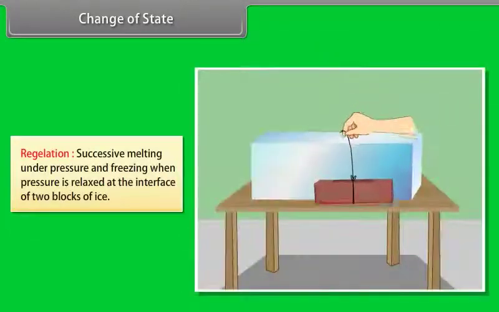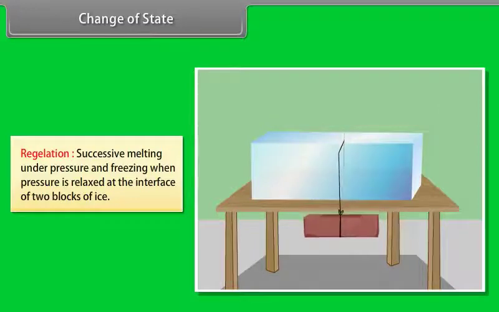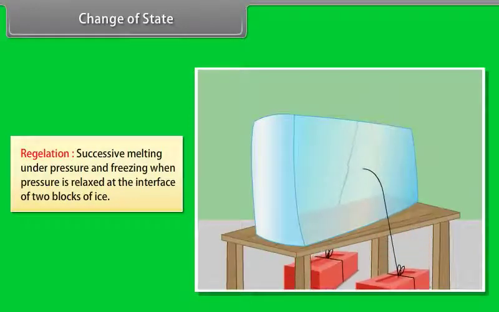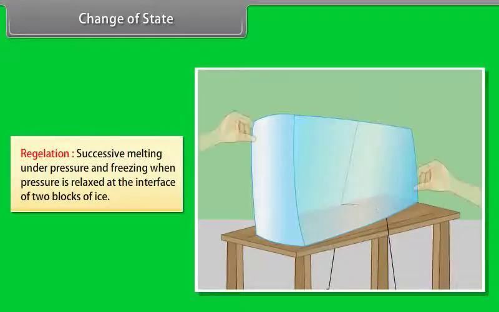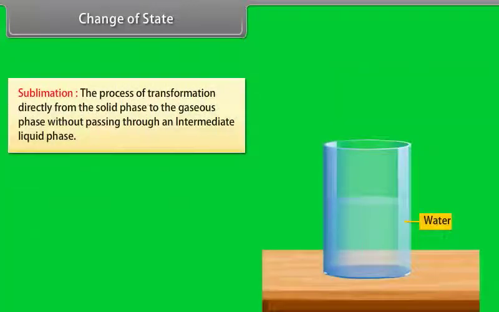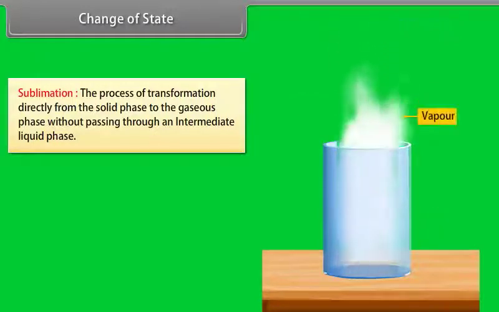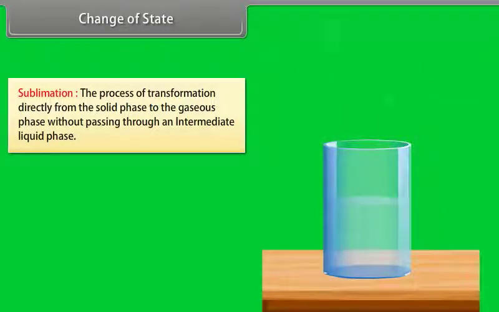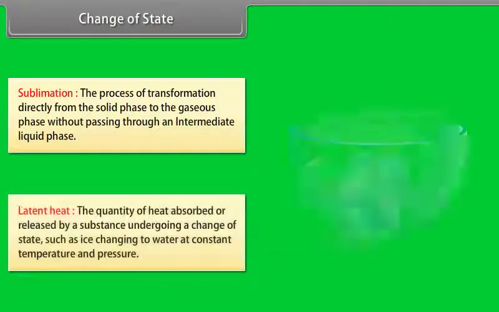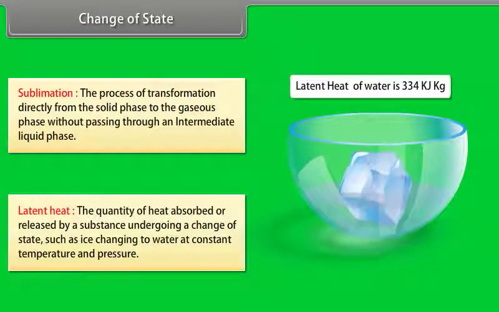Regelation. Successive melting under pressure and freezing when pressure is relaxed at the surface at the interface of 2 blocks of ice. Sublimation. The process of transformation directly from the solid phase to the gaseous phase without passing through an intermediate liquid phase. Latent heat. The quantity of heat absorbed or released by a substance undergoing a change of state, such as ice changing to water, at constant temperature and pressure.